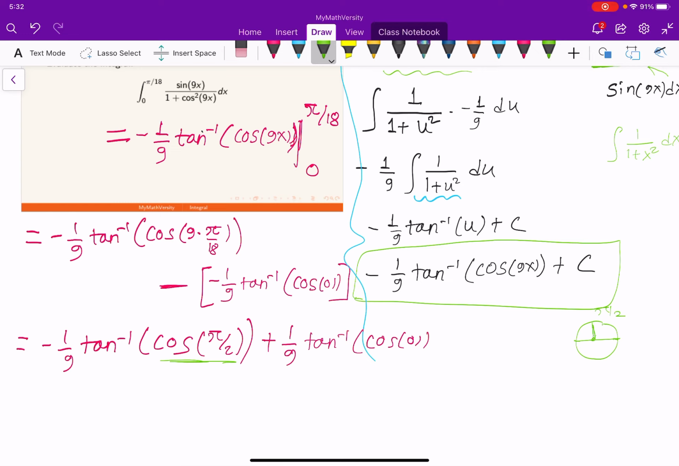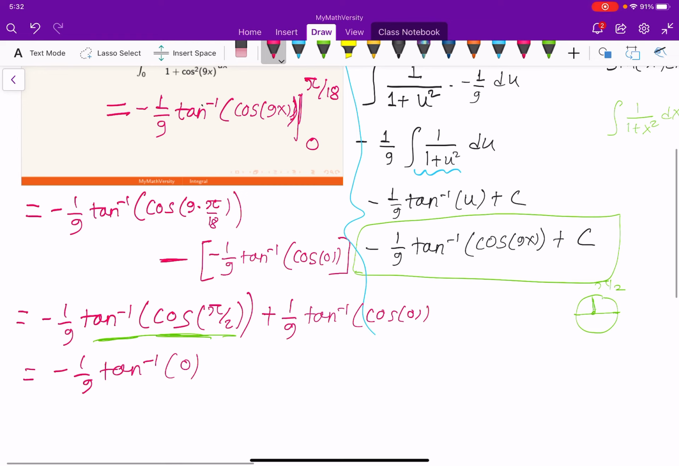So in that case, we have to figure out what is the value of the inverse tangent of 0. Inverse tangent of 0 is 0, right? Okay, so that's what we can write down over here. Then the first term vanishes. But if you look into now the second term, what do we have here? Cosine 0. Cosine 0 is 1, right? And then what is inverse tangent of 1?